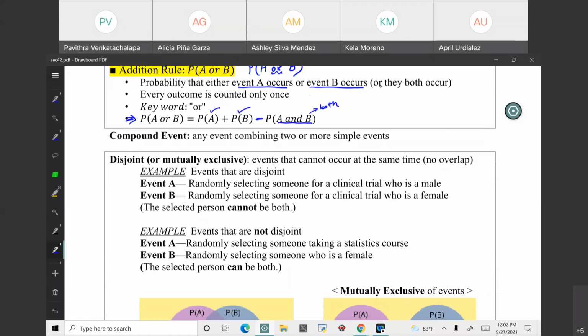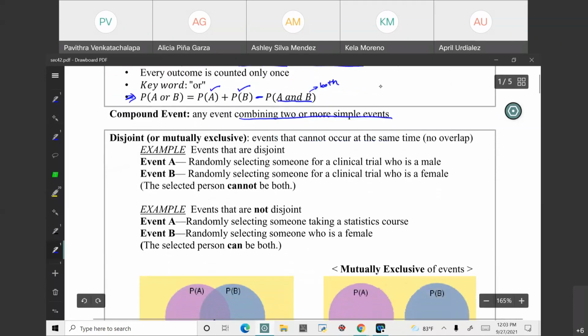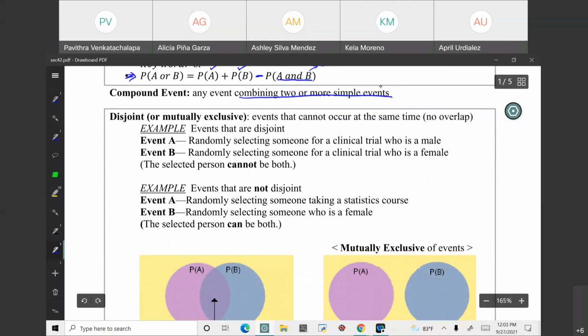Okay. Now, what is compound event? Compound event is nothing but combining two or more simple events is called as compound event. You know what a simple event is, which means the event which cannot be broken down into further simple events.